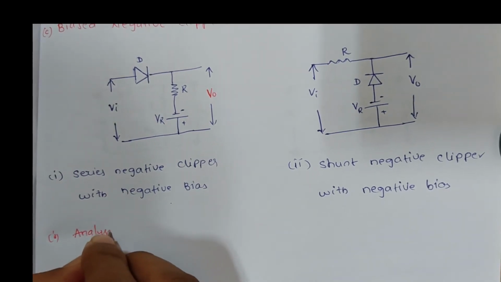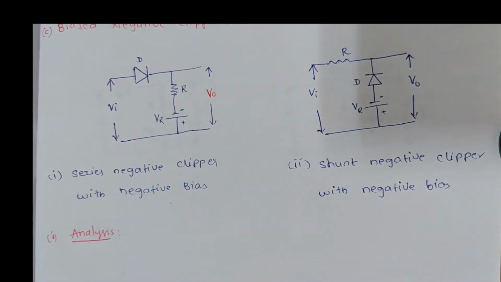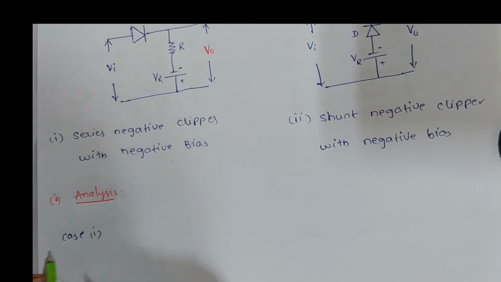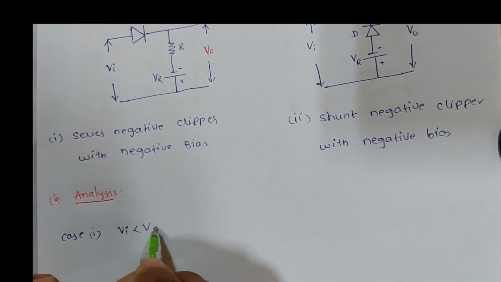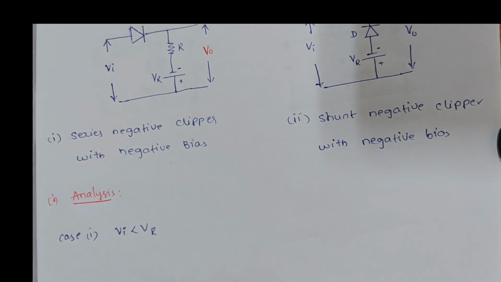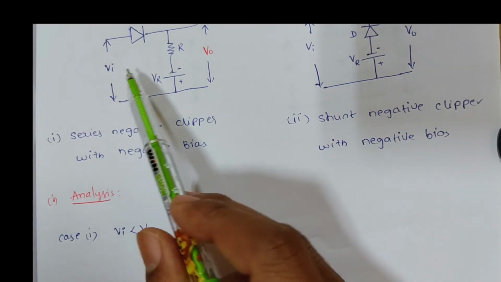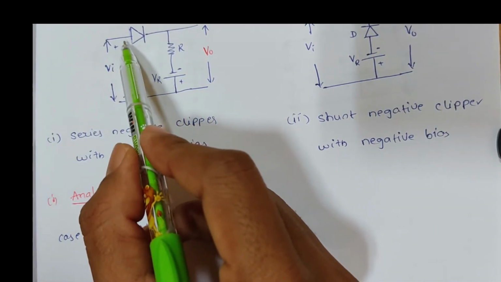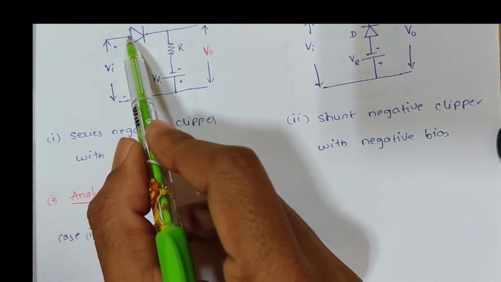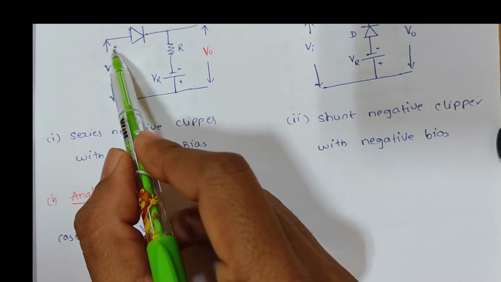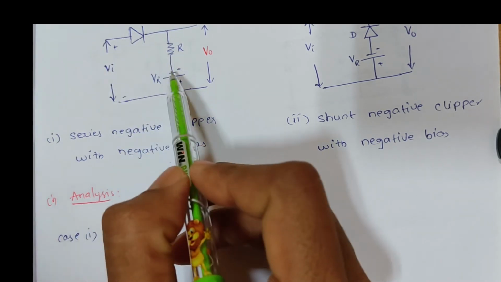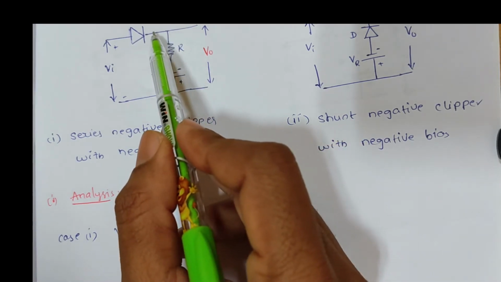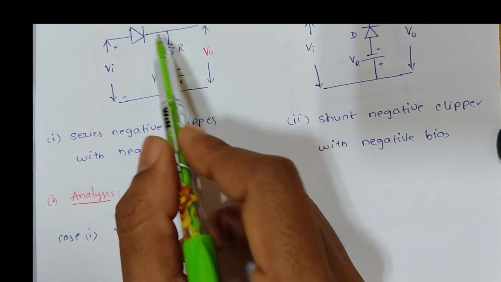Analysis of this series negative clipper. In this series negative clipper, first we will take case 1. Case 1: when Vi is less than VR. When I am connecting the input voltage, during the positive half cycle, the anode terminal is connected to the input positive half cycle, and the cathode terminal is connected to the applied battery negative terminal.